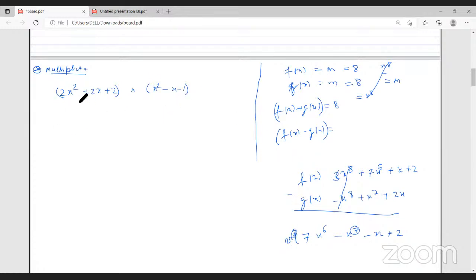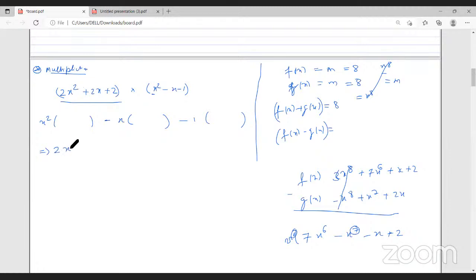So how to perform the multiplication of two polynomials here? Sir, we multiply. Yes, we multiply this whole polynomial with each individual term, right? That is x square with this, minus x with this term, and minus 1 with this term, right? Yes, sir. Now if we multiply x square to this, can anyone tell me?